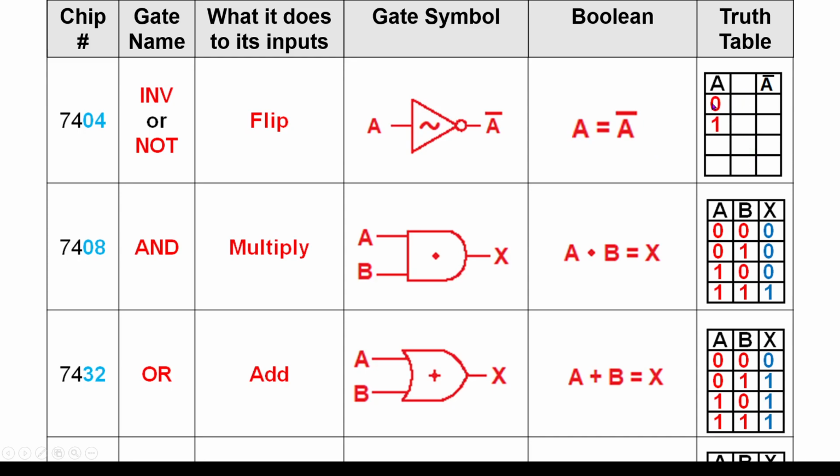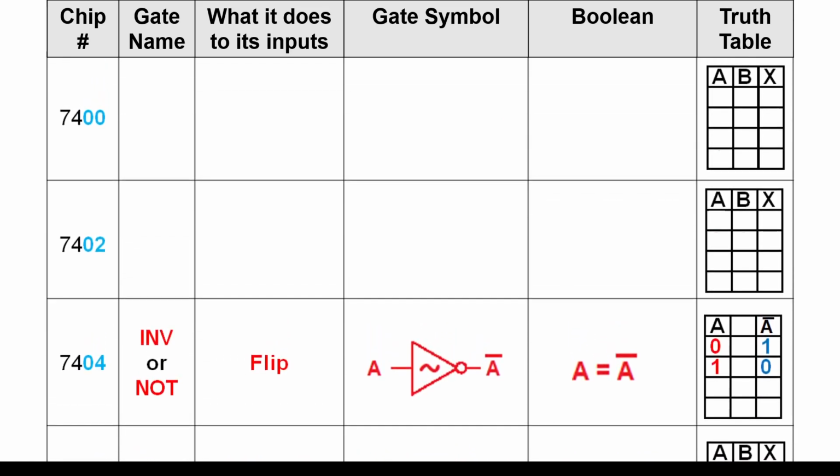And if you put a 0 in, you're going to get a 1 out. If you put a 1 in, you're going to get a 0 out. So that is all there is to the truth table. The inputs are the opposites of the outputs. With these three gates, you can make all the other gates. And the reason we didn't start with 00, we started with 08, 32, and then 04, the reason we didn't start with 00 is because it's more understandable if you think of it this way.